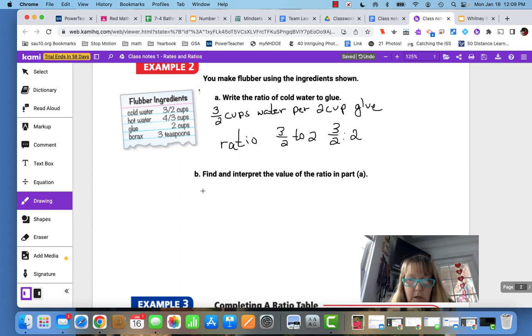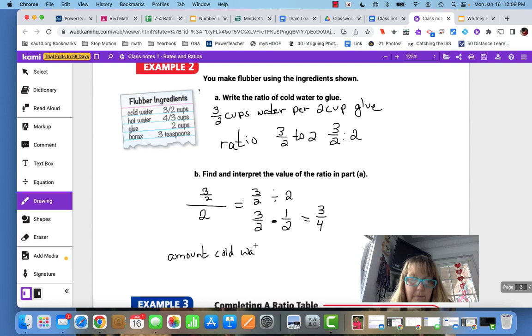Now we're going to find and interpret the value of the ratio. We're going to take 3/2 and write it as a fraction over 2. We know that we can write this using our old elementary school division. So we're going to keep the first number and then multiply by the reciprocal. That would give us 3/4. So the multiplicative relationship is 3/4. The amount of cold water is 3/4 the amount of glue.